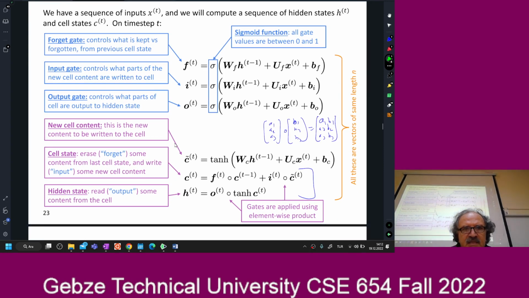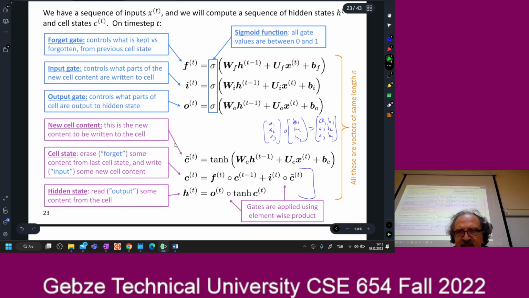Okay, this is the forget gate. The forget gate has its own weights, WF. Those are the weights of what I am going to forget from the hidden state. Remember, H is our hidden state. The input gate controls what parts of the new cell content are written to the cell. So from the input, what I am going to input, what I am going to learn. The output gate is what I am going to output at this state. Okay, this is the forget gate, input gate, and output gate, 3 different networks. And then I have the new cell content.